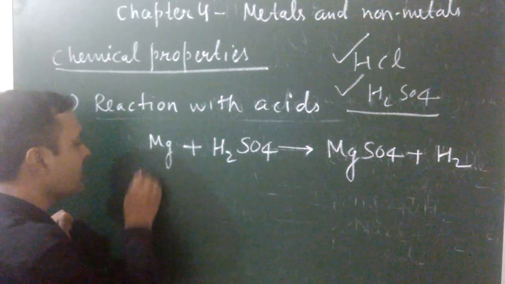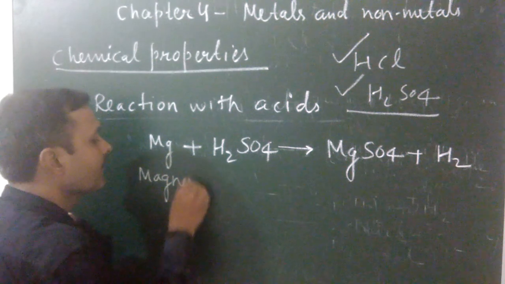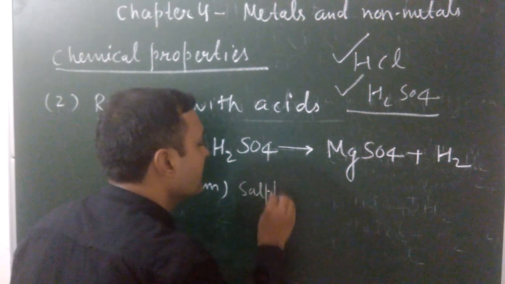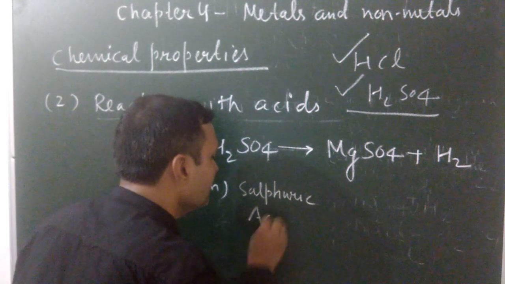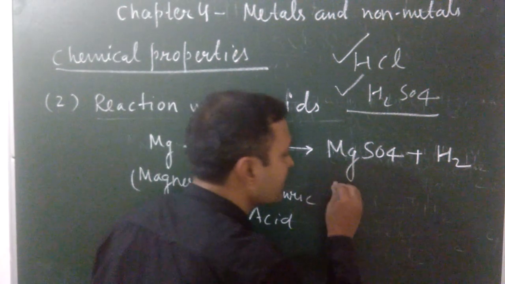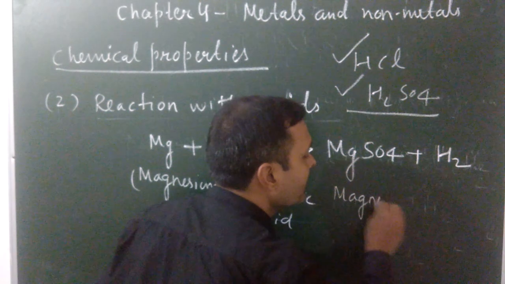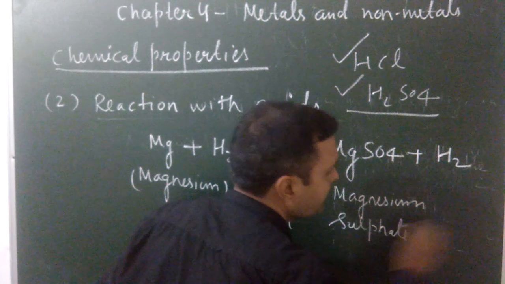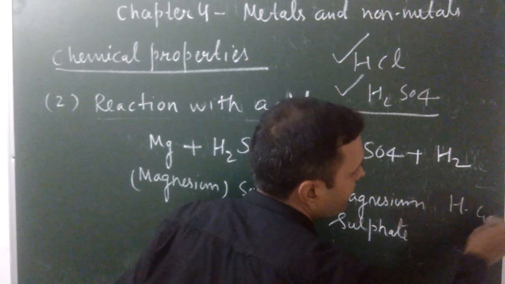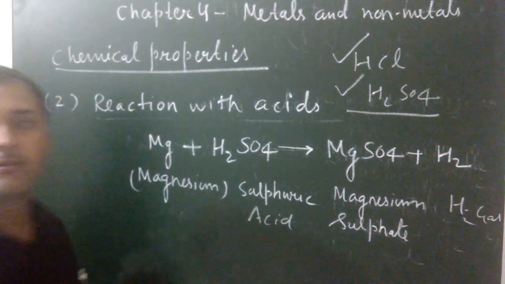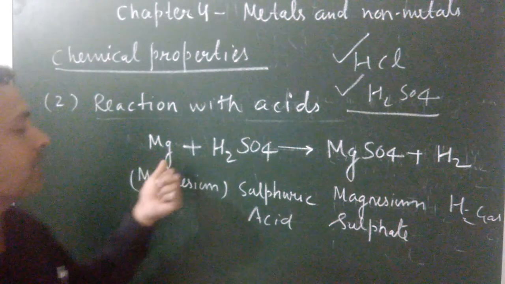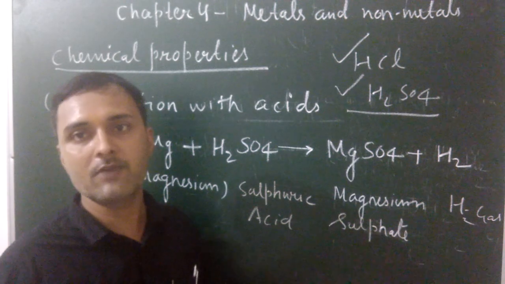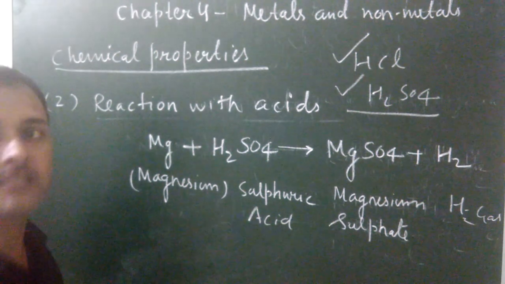So this is magnesium, that is the metal. This is sulfuric acid. And this is the salt, magnesium sulfate. And this is the hydrogen gas, H2 gas. What is the product when magnesium reacts with sulfuric acid? It will give a salt. The salt name is magnesium sulfate, and it evolves hydrogen gas, or you can say releases hydrogen gas.